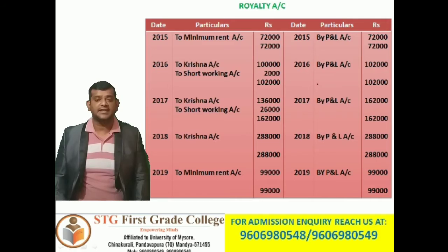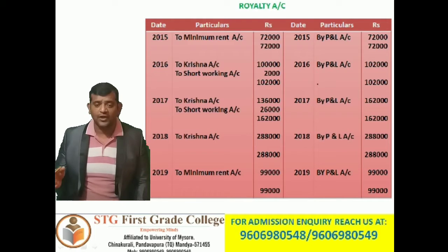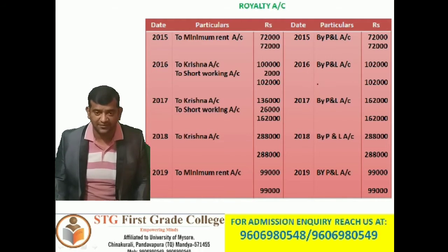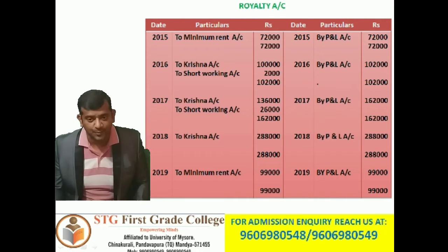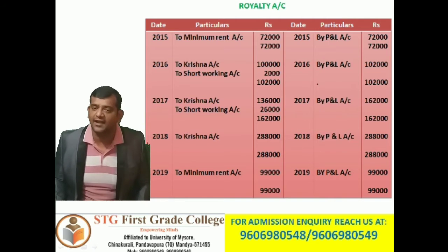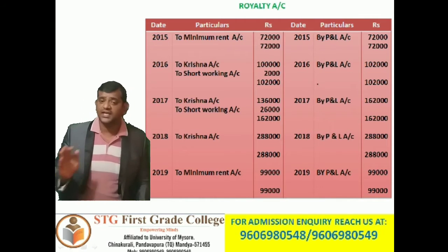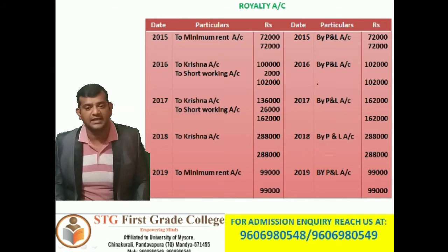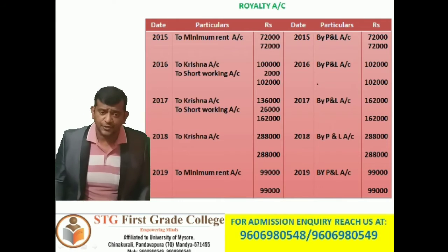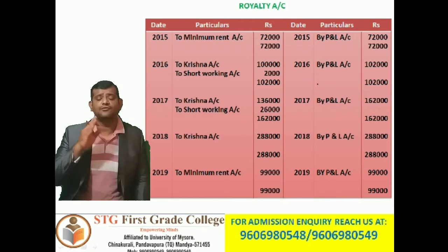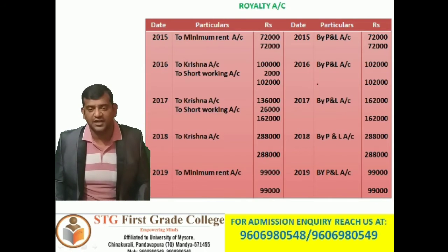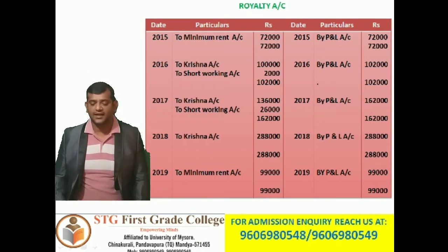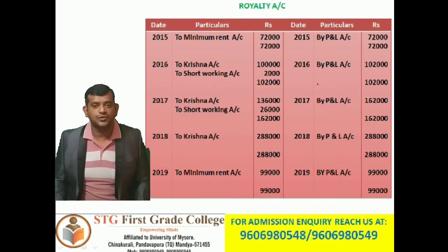In the year 2018, to Krishna account, there is no short working, there is no short working recovery as well. So directly transfer the entire amount 2,88,000 rupees, 2018 by P&L account 2,88,000. Both the side total 2,88,000, 2,88,000. In the year 2019, to minimum rent account 99,000, because there was a short working of 1,000. So 2019 by P&L account 99,000, both the side total 99,000, 99,000.